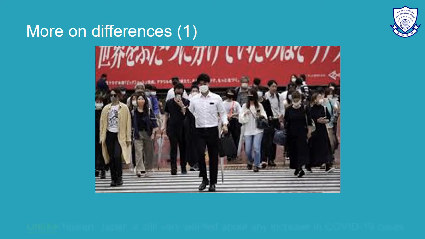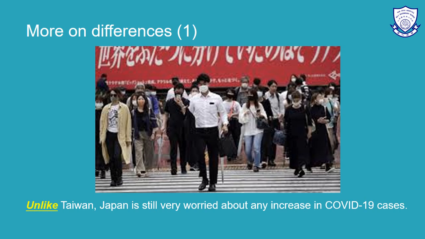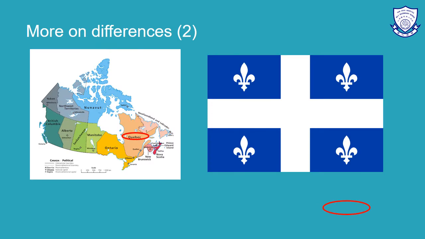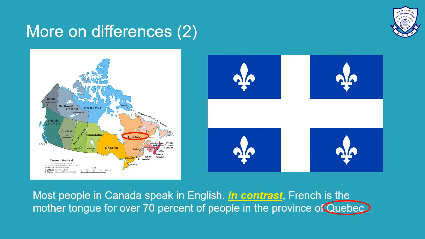So the first example sentence is: Unlike Taiwan, Japan is still very worried about any increase in COVID-19 cases. Example sentence number 2. Most people in Canada speak English. In contrast, French is the mother tongue for over 70% of people in the province of Quebec.